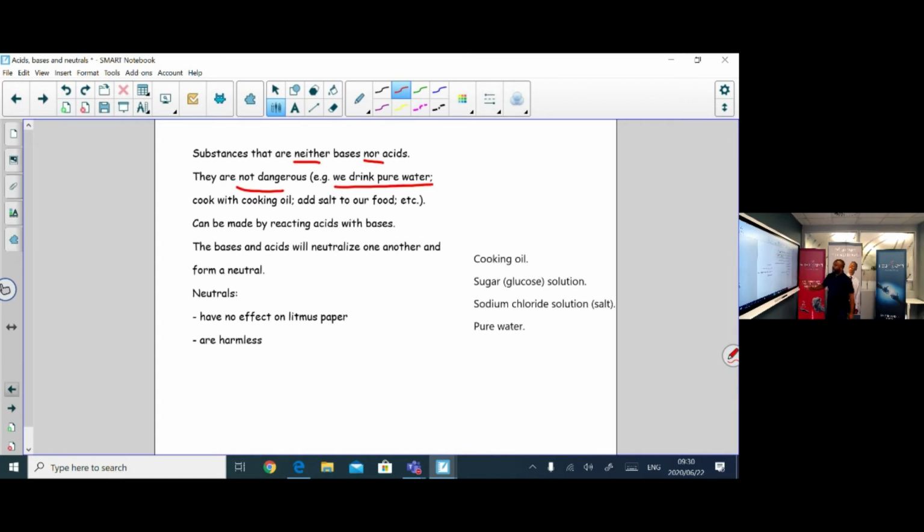All right. So we have said, I hope I'm not too fast for you. On neutrals, example, cooking oil, your glucose solution, your salt, and your pure water are examples of products that when you measure the pH, they should read around the 7 mark, as I've shown you.